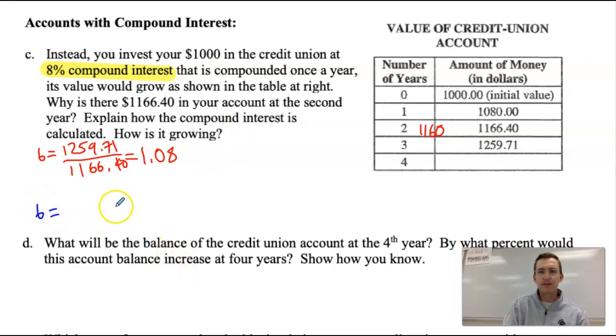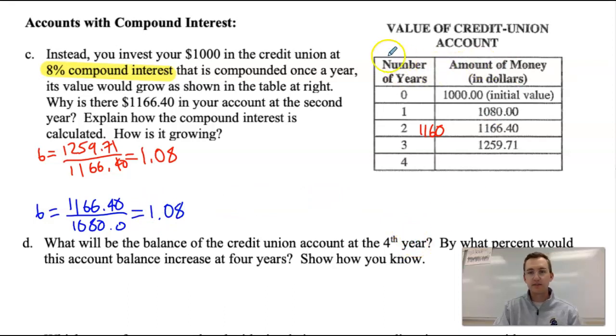So b is equal to any term, we'll do term 2, 1,166.40, all divided by 1,080.00. If we divide that, again, we get the exact same thing, 1.08. So this is being represented by an exponential function where our multiplier between every two terms is 1.08. Hopefully that kind of makes sense to us.